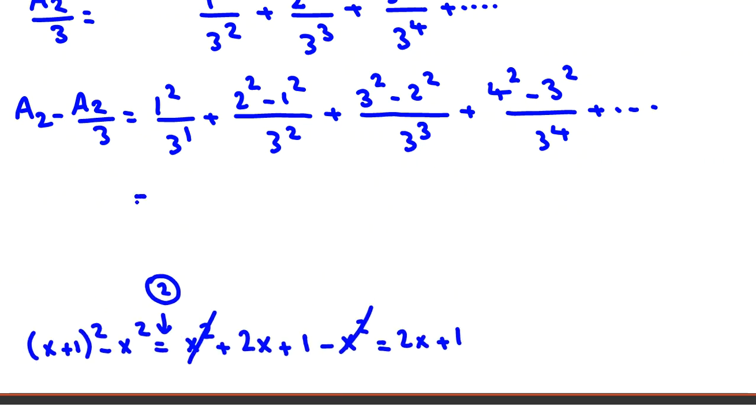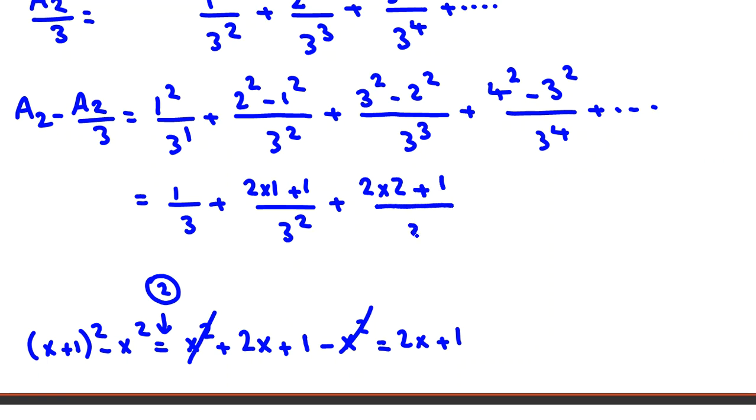Let's check it. The first one is 1 squared over, let's write 1 over 3. And the next one, x is what? x is 1. 1 plus 1, 2 squared minus this. So by these things, it should be 2 times 1 plus 1, 3. Let's check. 4 minus 1 is 3. Yes, it is 2 times 1 plus 1 over 3 squared. The next one, 9, it is 3 squared. x is what here? x is 2. 2 plus 1, 3 squared minus 2 squared is 2 times 2 plus 1, 5. 9 minus 4, 5. Yes, so it will be 2 times 2 plus 1 over 3 cubed.